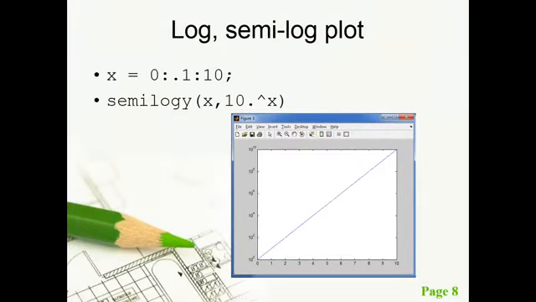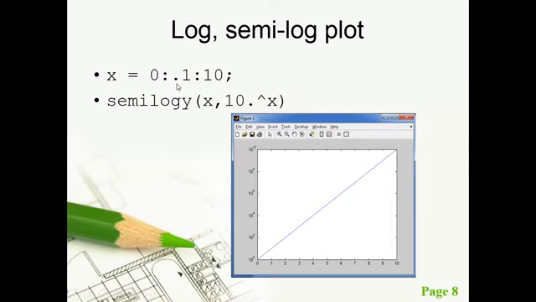Next is the semi-log plot. To plot semi-log or log values on an xy plot, we use the function semilogy. So here the y-axis is semi-log. We can plot the semi-log x-axis also. Here the x values run from 0 to 10 with an increment of 0.1, and here we are plotting the semi-log y as x comma 10 raised to x.